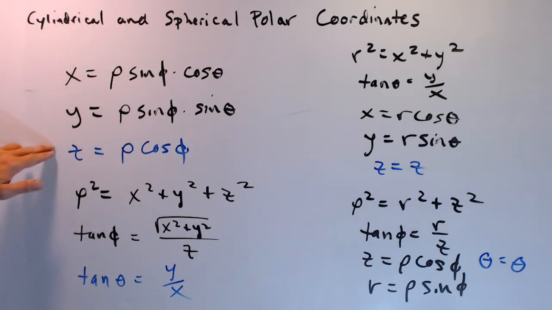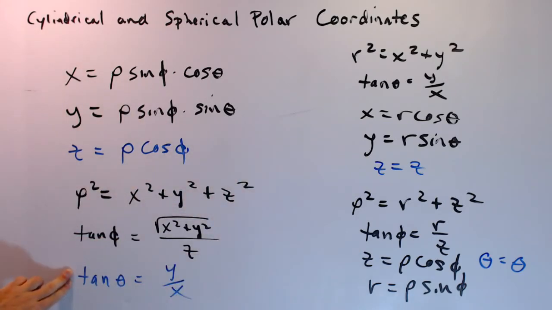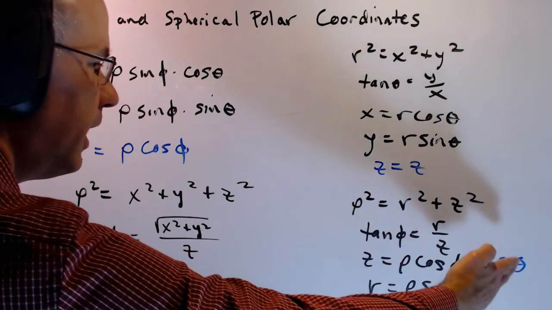Now I highlighted these two in blue just to remind you that they are redundant. This z we already have over there, and this we already have up there. So if you're going to write these down on a note card, you really only need to write down the black stuff.